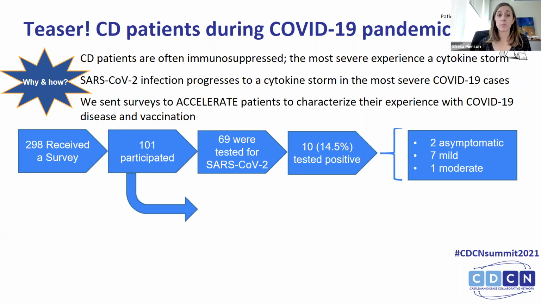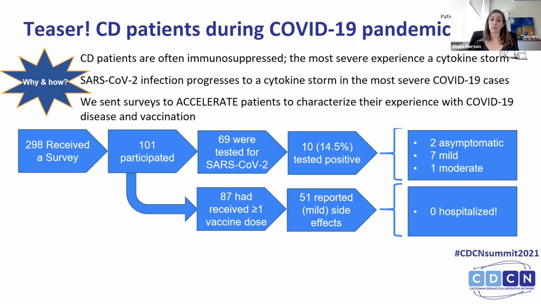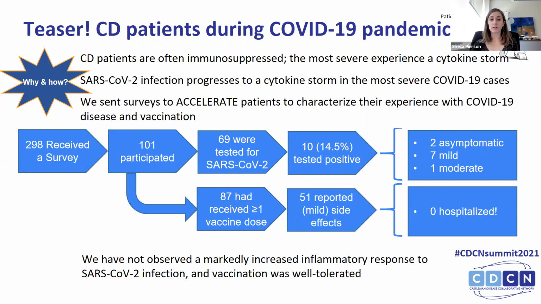We also looked at the vaccination of patients. Of these 101 people who filled out our survey, 87 of them had received at least 1 vaccine dose. And 51 people reported mild side effects, but importantly, 0 people reported any hospitalizations or any severe side effects. So we think this is a really important signal noting to us that we haven't observed any markedly increased inflammatory response to SARS-CoV-2, and vaccination has been well tolerated.